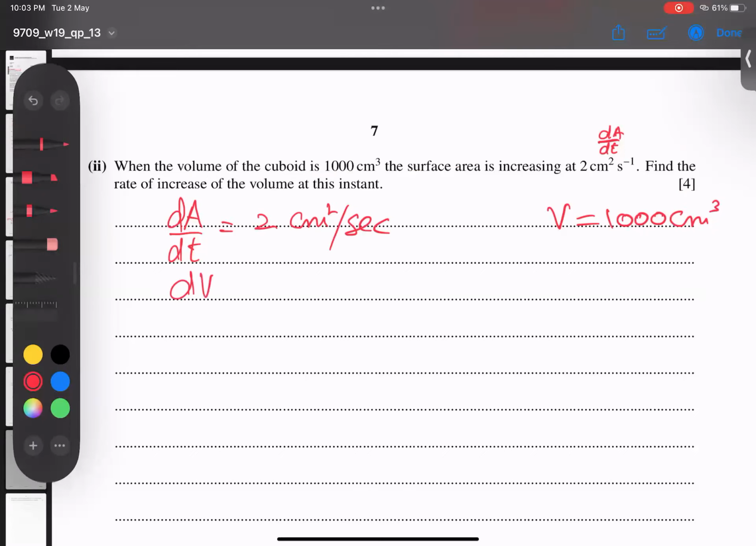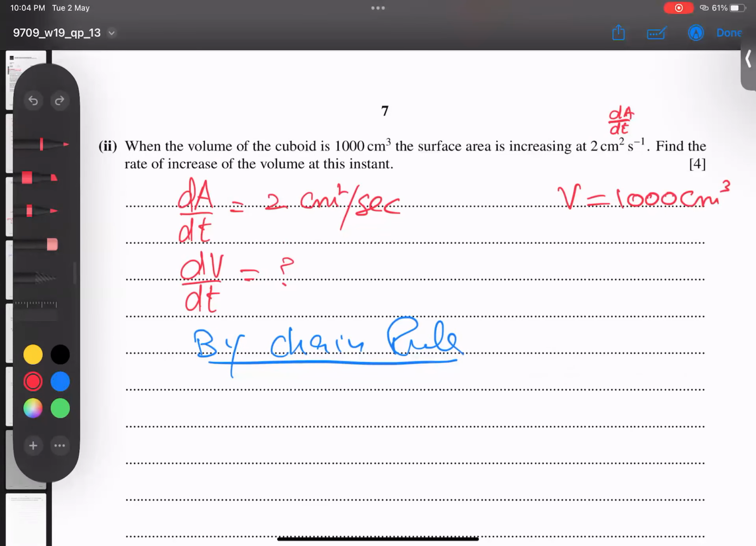So dV by dt is our question. Rate of increase of volume. Okay. How can we find it, students? Write the chain rule formula. By chain rule, always write the target before. And target is dV by dt equals to two fractions. We write this come in first numerator and this goes in second denominator. So dV by dt. Now, what is the third variable used in the question? That is the area. I use dA and dA.